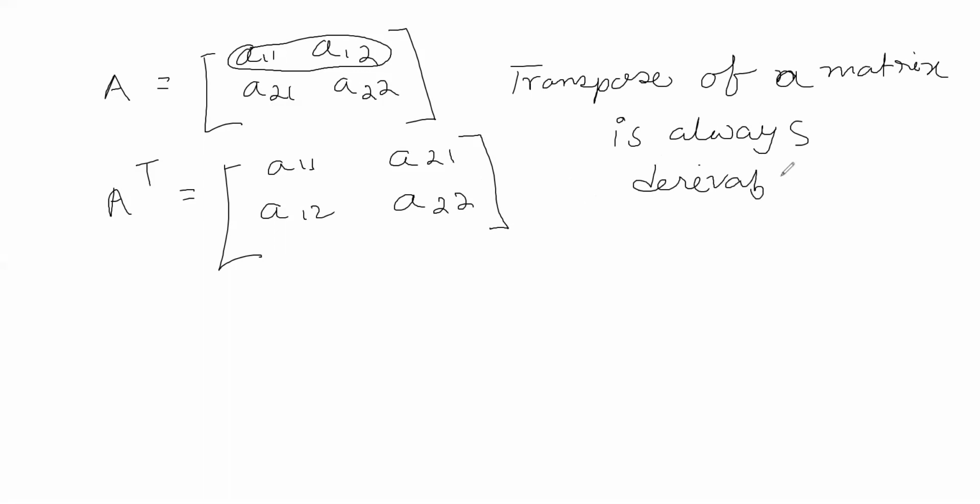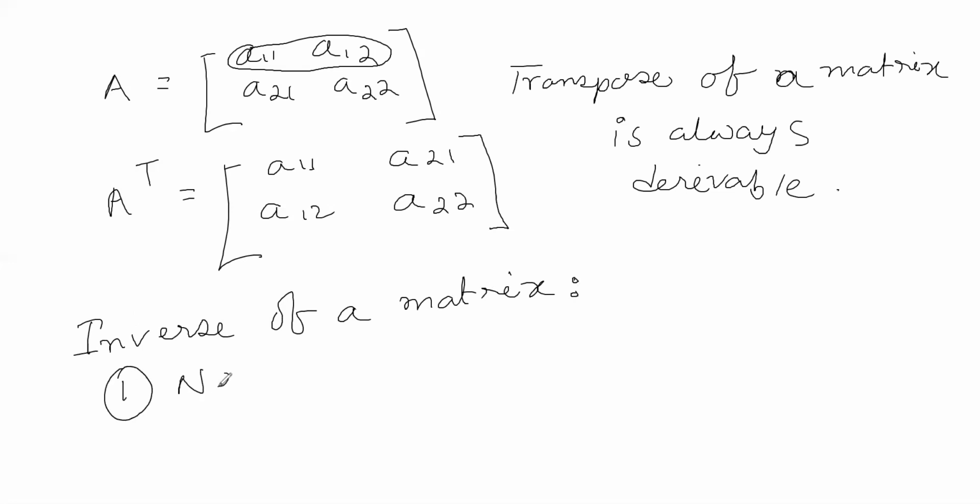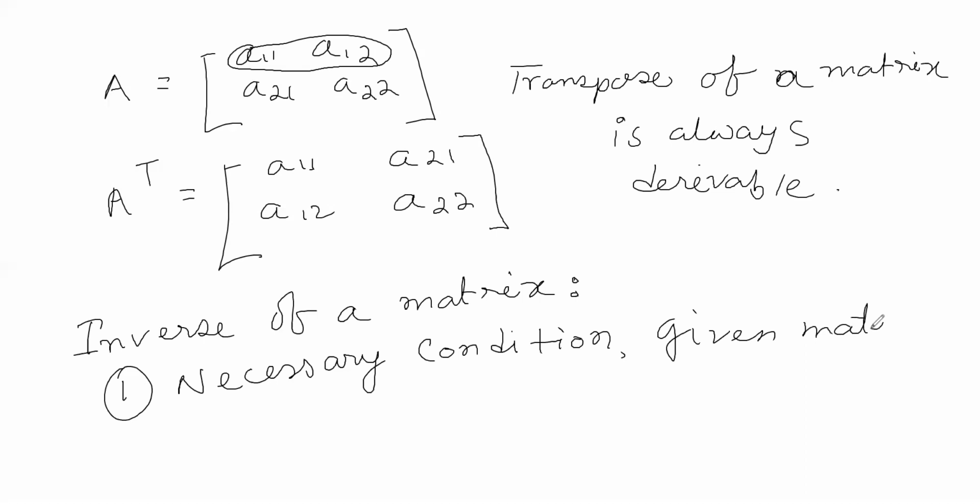So then there is a difference between taking transpose of a matrix and identifying inverse of a matrix, because for inverse of a matrix, this procedure requires us to first fulfill a necessary condition, and that necessary condition says that the given matrix has to be a square matrix.